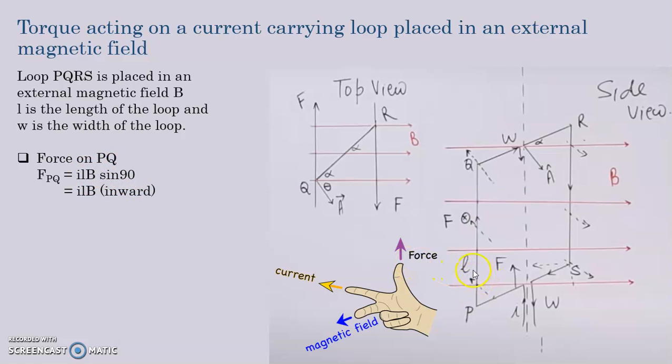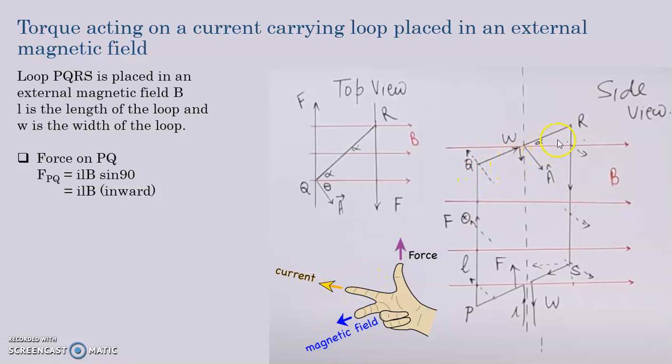We see that the angle between PQ and external magnetic field is 90. So instead of theta we have substituted 90 over here. We know that sin 90 is equal to 1. So FPQ will be equal to ILB. And the direction of force on PQ is inward, given by right hand rule.